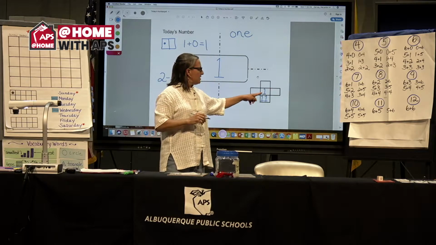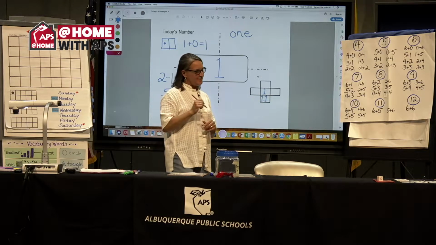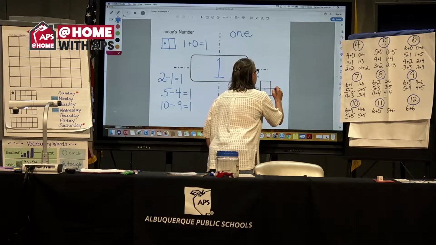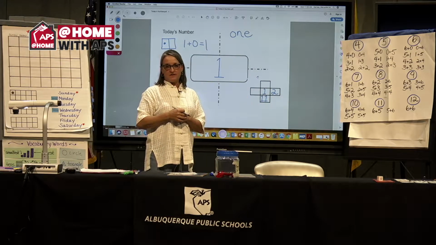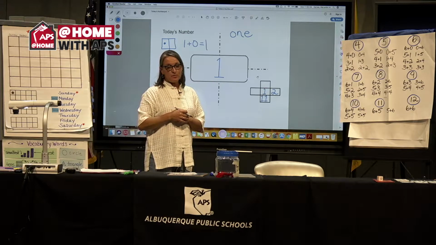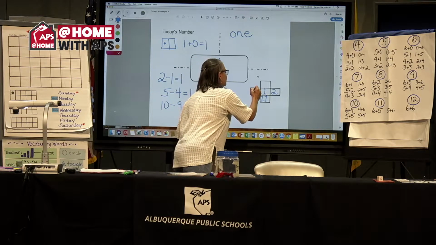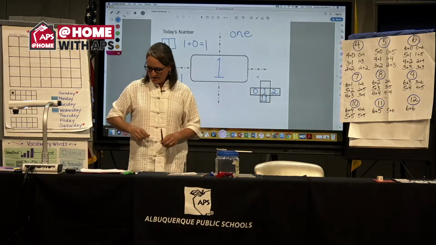Now, what comes right after 1? You know that? It's 2. And what comes right before 1? There is something, isn't there? There's something that comes before 1 on our hundreds chart. That's right, it's a 0. Nice job, boys and girls.